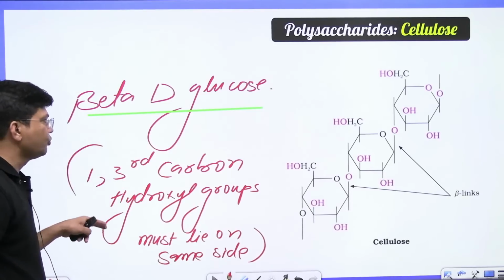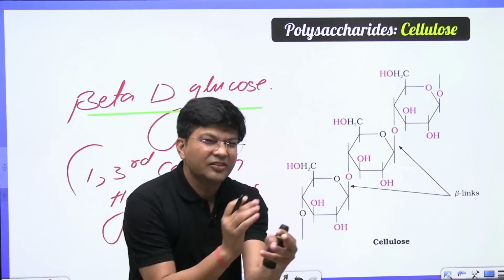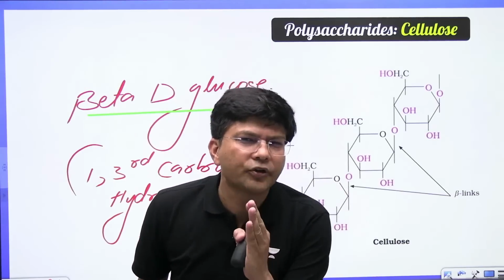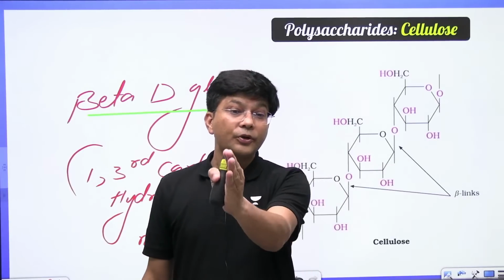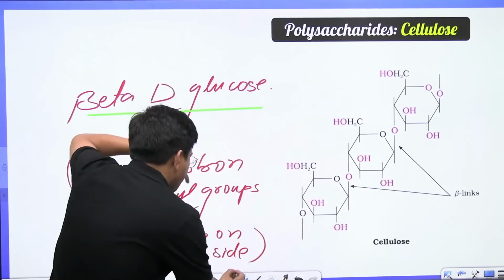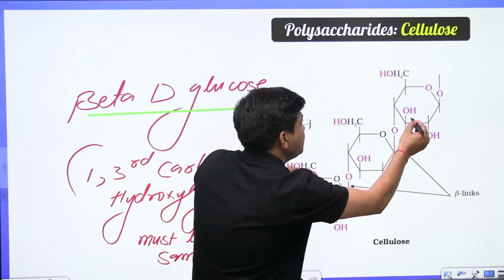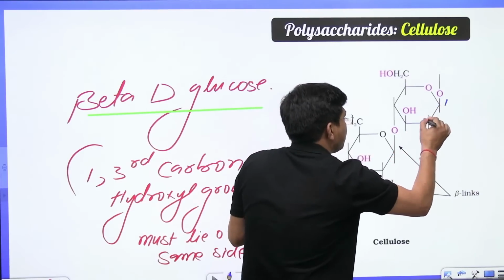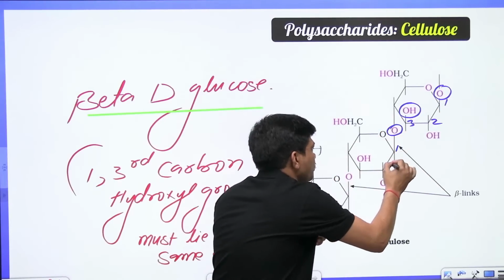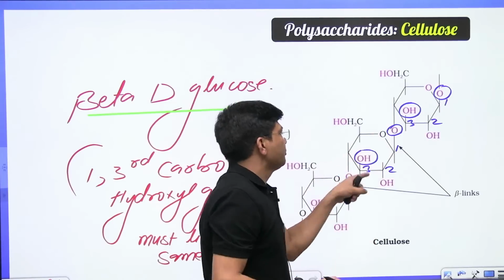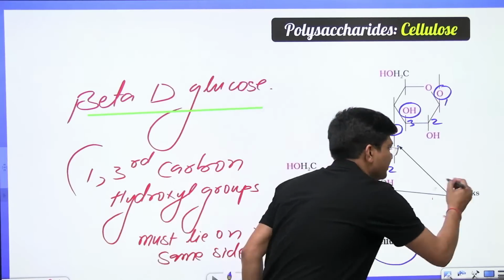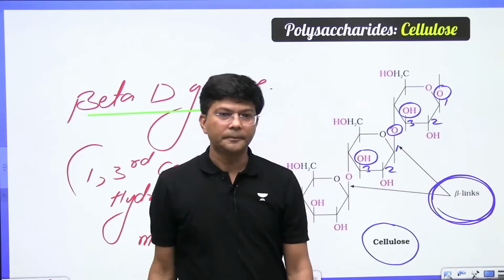Because the structure, nothing is tough. If you do remember just one thing, my trick, if first and third carbon OH are on the same side, then we will say it is beta D glucose. Now try to understand, try to focus over here. This was your first carbon, second carbon, third carbon OH and O. Are they on the same side? First carbon O to third carbon O, are they on the same side? So definitely this is cellulose, because it is made up of beta D, beta link. See, beta link is written over here.